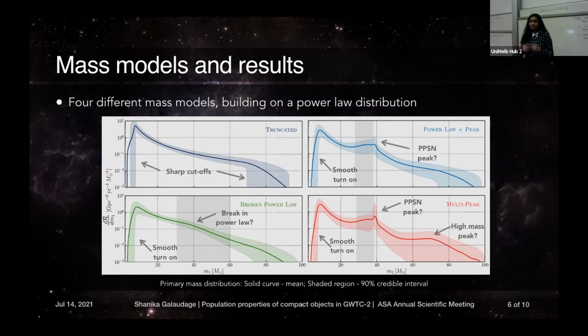It has multiple peaks. It's similar to power law peak, except it has an additional high mass peak. And this high mass peak is motivated by hierarchical mergers. So these are black holes that have been produced from the mergers of other black holes rather than from stellar collapse. So we also look for that as well. So what do we find? The truncated model is significantly disfavored. So meaning that we see structure in our mass distribution. And it no longer can be explained by a simple power law and sharp cutoffs.